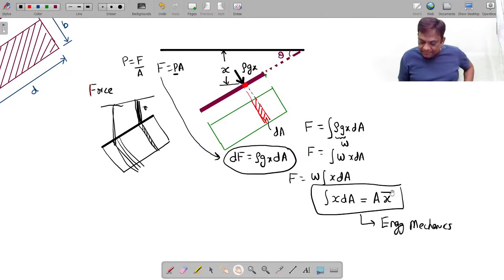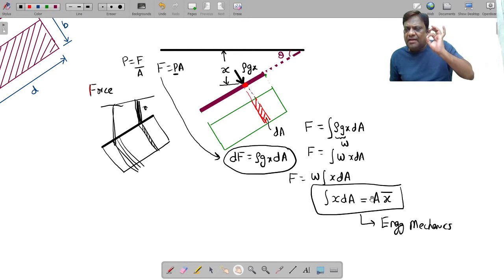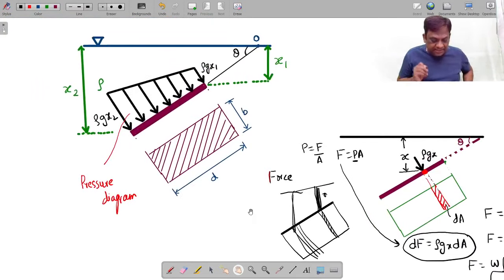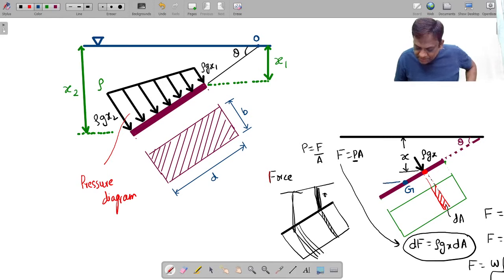So here x bar is nothing but the vertical distance of the center of gravity of that body from the free surface. Let me tell what x bar is. Very simple, my dear students. Let us assume that this is my center of gravity. Suppose the center of gravity of the body is here. Then x bar is nothing but the distance from the free surface. This is the free surface, and this is the center of gravity of this surface.